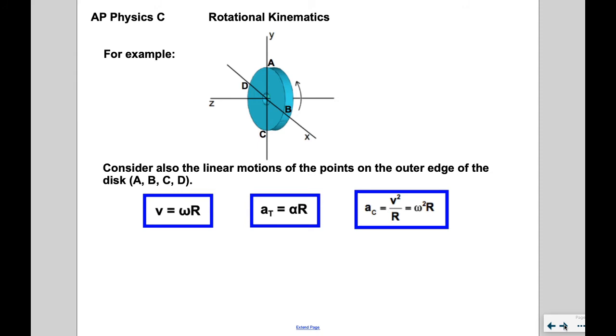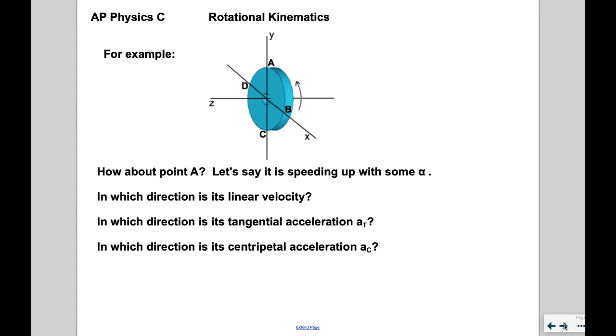Note that A sub t is sort of tangent to that particular point's circular path as the object rotates. A sub c, centripetal acceleration, is going to be towards the center, wherever the point happens to be located at a particular time. So if we were to consider point A, and that this object is rotating as shown in the xy plane with some alpha term, some angular acceleration that is making it speed up.